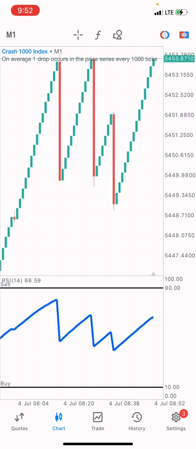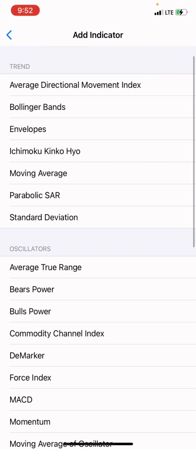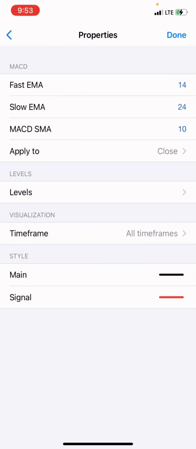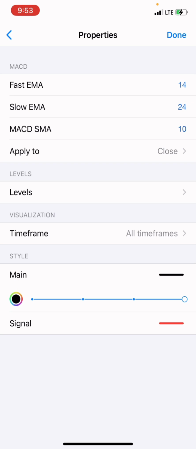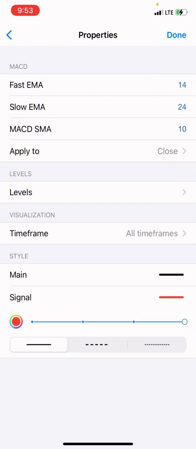This is for spikes only. Okay, how to catch them. Then you put on indicator window 1 again, you select the MACD indicator. All right, you put on the MACD indicator. The fast EMA is going to be 14, the slow 24, MACD SMA on 10. You apply to close. The main is going to be level 4 here at this point. The color is going to be black, the signal in red color. Then the level here, which is the pixel, is going to be this last one here. Then you put this line here, which is this one. You will click on done.